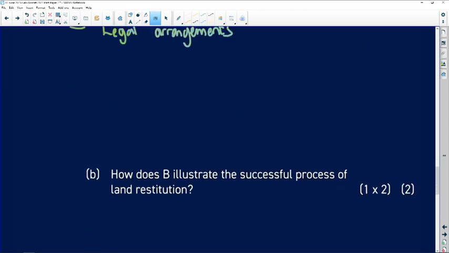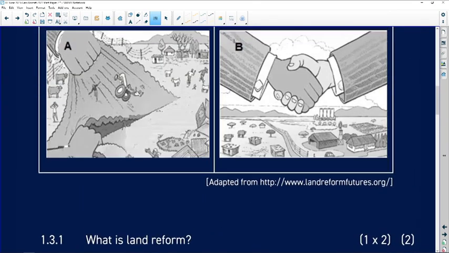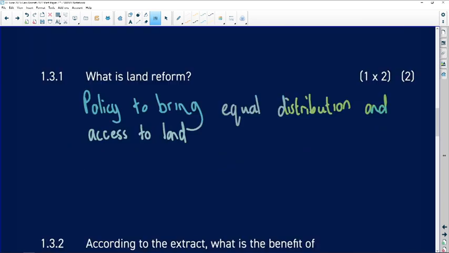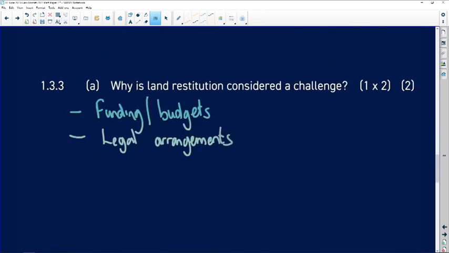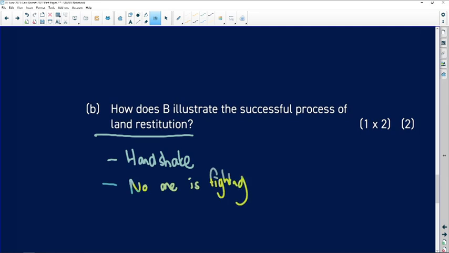Now, how does B illustrate the successful process of land restitution? Obviously, we can see it if we go back to diagram B. First and foremost, there's a handshake taking place. So it means both parties are happy. So we can mention what you've seen in the image. There's a handshake. Now, as we know, when we look at handshakes, it means no one is fighting. And it was a peaceful agreement, what you see in that image.